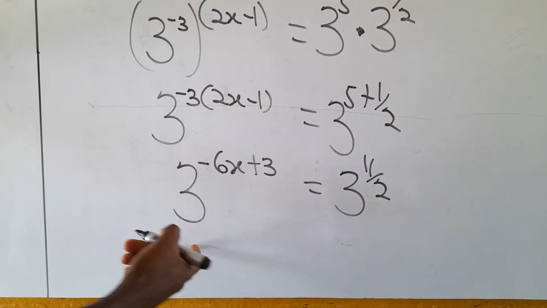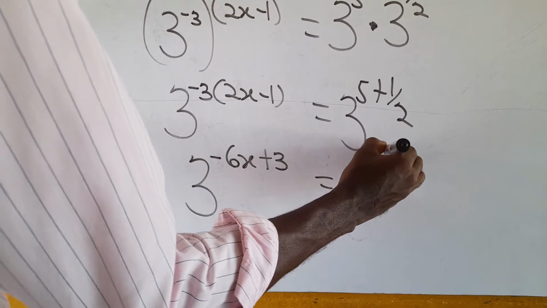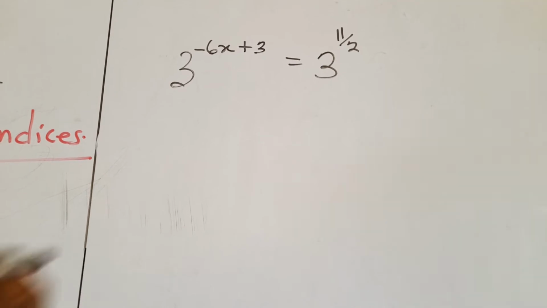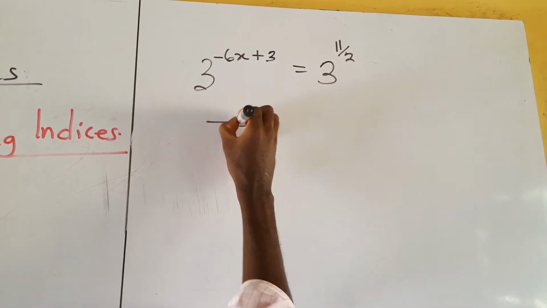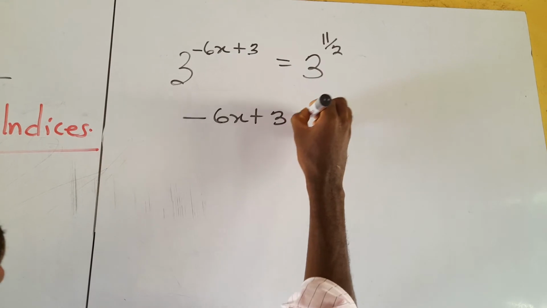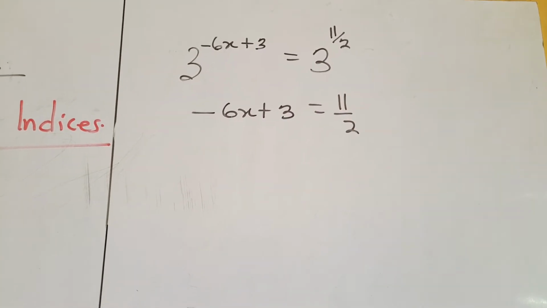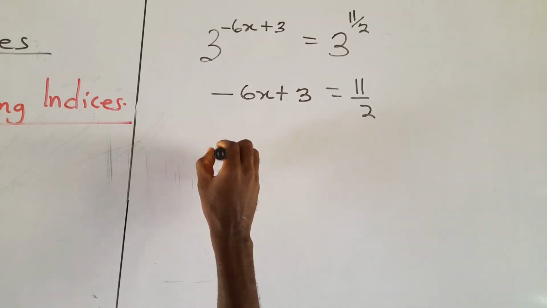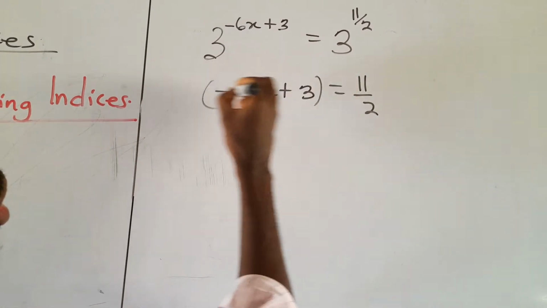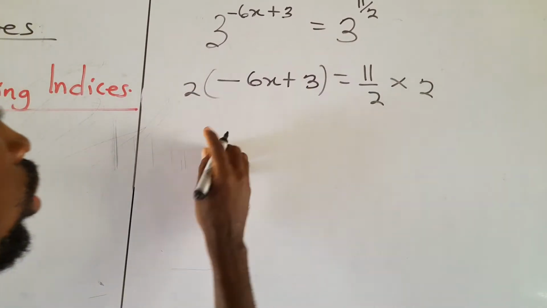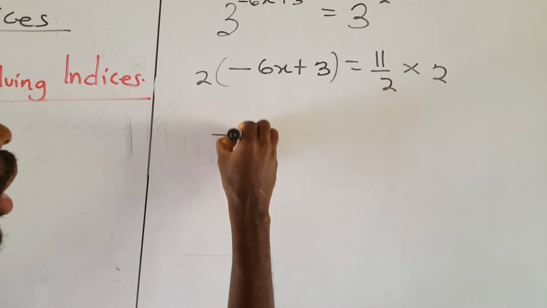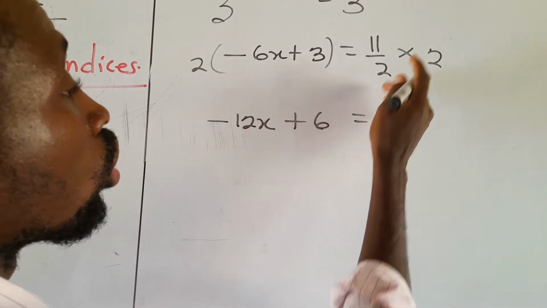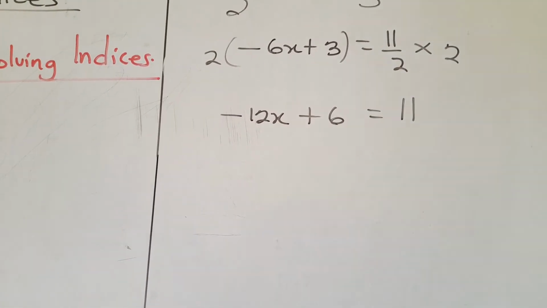Since the bases are the same, we can just equate the exponents. So you can say negative 6x plus 3 will equal to 11 over 2. You can multiply through by 2 to eliminate the fraction. So both sides by 2. 2 times negative 6x will be negative 12x. 2 times 3 will be plus 6. And to be equal to, these 2 divided by 2 will be equal to 11.